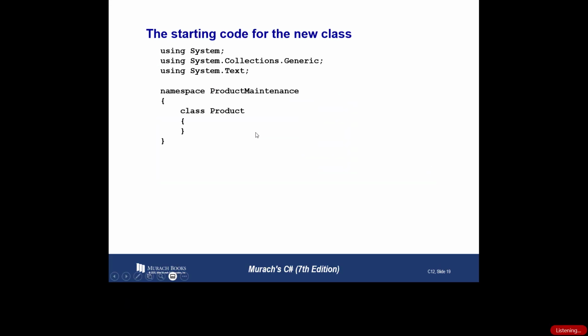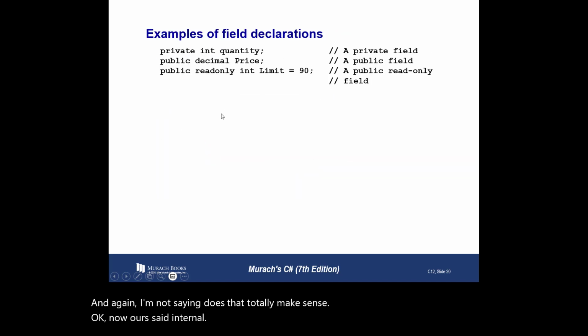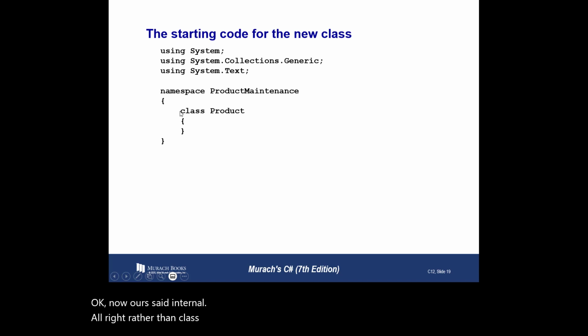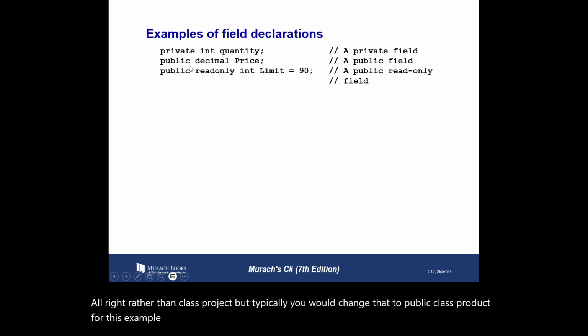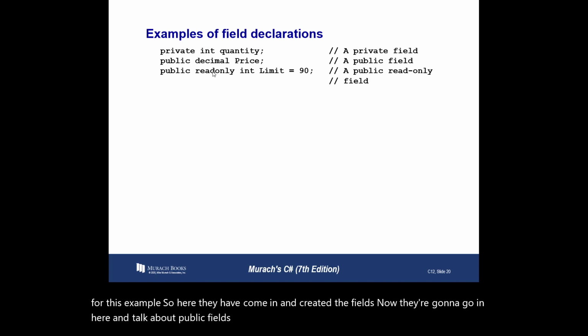And again, I'm not asking whether that totally makes sense. Now ours said internal, rather than class Product, but typically you would change that to public class Product for this example. So here they have come in and created the fields. Now they're going to talk about public fields and read-only, and public and private fields.